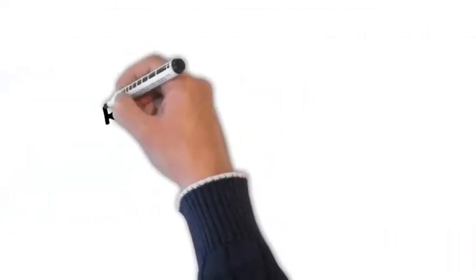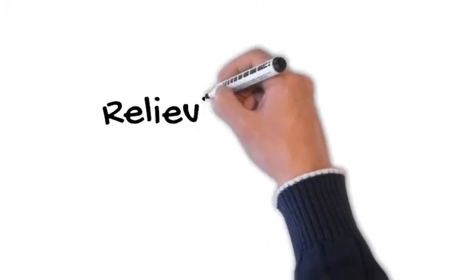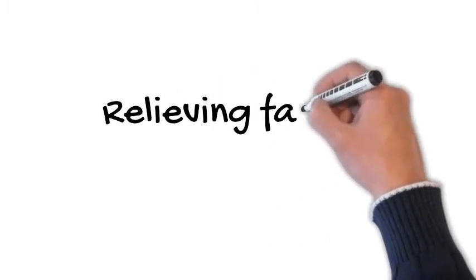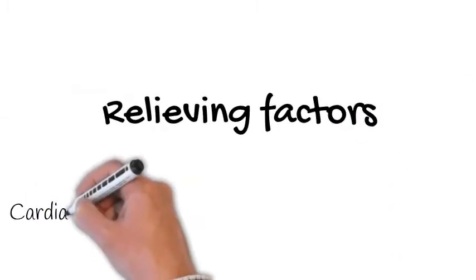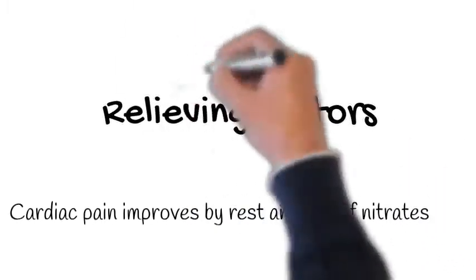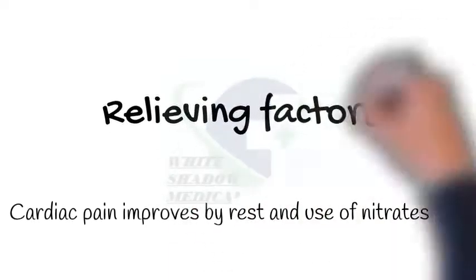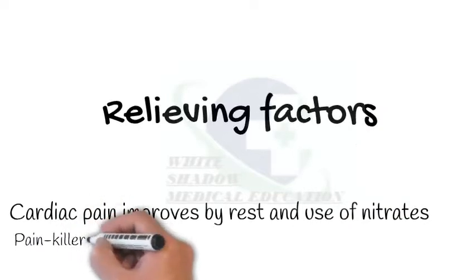Further, ask about relieving factors. Does anything make it better? Cardiac pain improves by rest and the use of nitrates. Ask, have you tried any analgesics? Pain due to pericarditis, respiratory or musculoskeletal origin improves with painkillers. Peptic ulcer disease or gastroesophageal reflux disease pain gets better with the use of antacids.